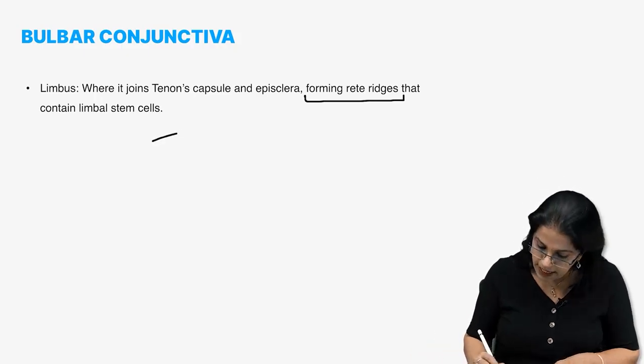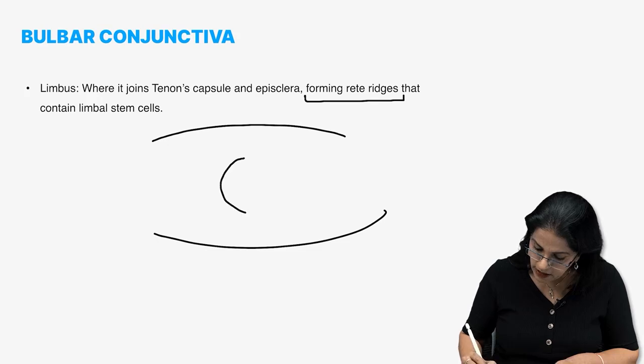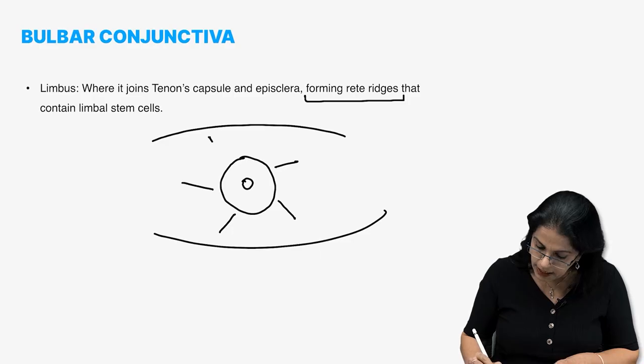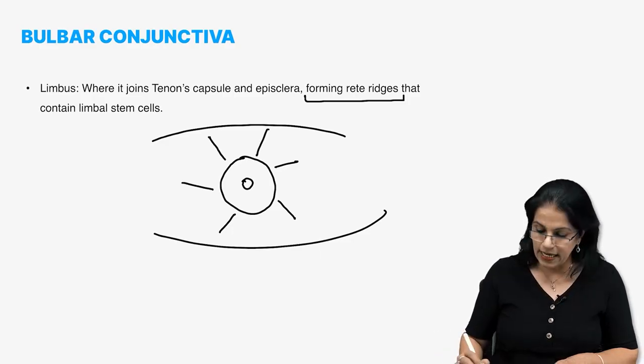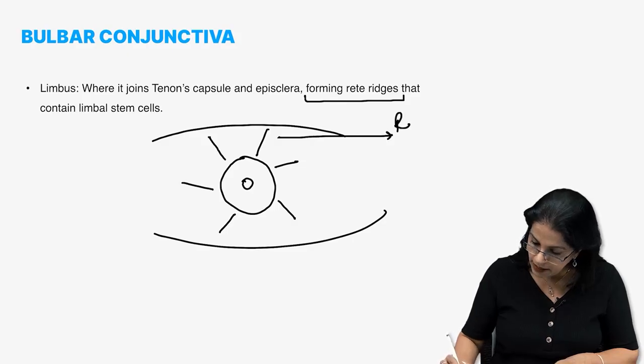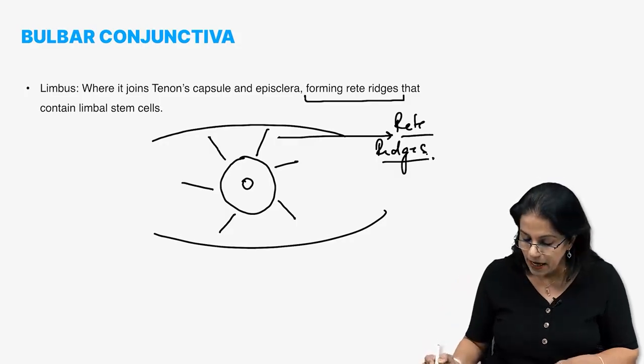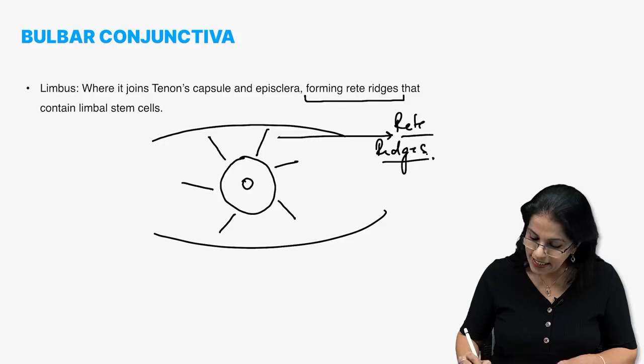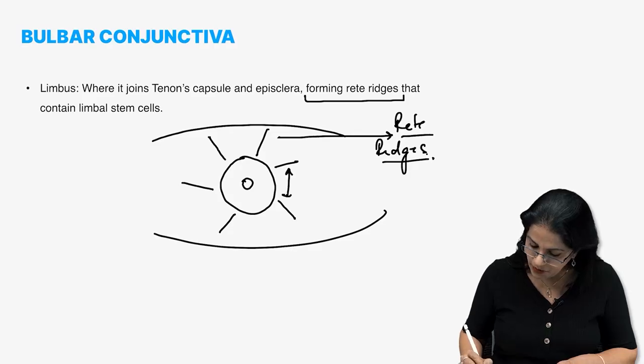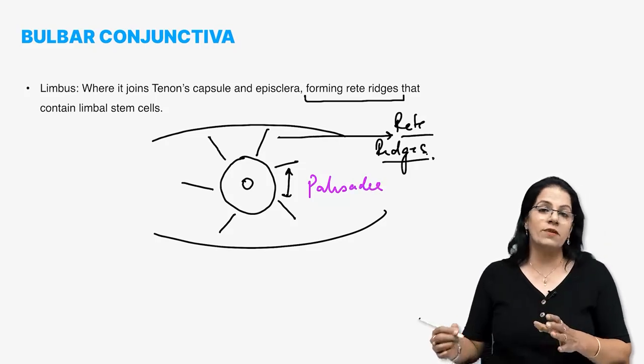So, we understand by making a diagram here that if this is your limbus, let us understand in my way. We are saying that bulbar conjunctiva fuses with the Tenon's capsule and the episclera, and here it forms the rete ridges. Now, these rete ridges, just remember, have a lot of melanocytes, and that is why the area of the limbus is a little pigmented, right? Okay. So, between these rete ridges, what is the space? The space in between is what is called the palisades of Vogt. Very, very important. I hope you remember. I taught you this when I was teaching you anatomy of the limbus.